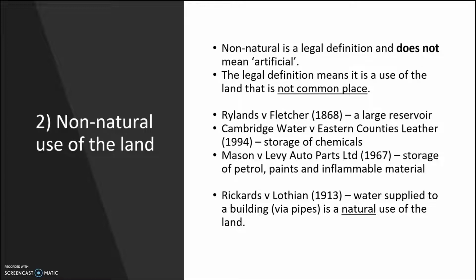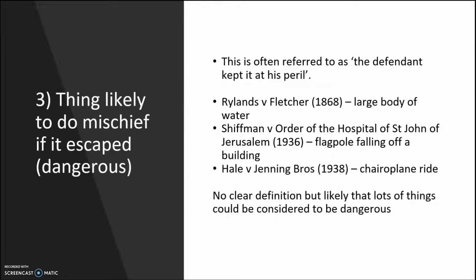They all have pipes, and that's the weird thing, because actually that is clearly an artificial use of the land. Pumping water vertically up pipes against gravity is clearly artificial, so you would think, oh, it's a non-natural use of the land clearly then on that basis, but remember, that's not the definition. The definition is that it's not commonplace, and actually water pipes up buildings are very commonplace, so they said that doesn't meet the test here, so that wouldn't be a case of Rylands v Fletcher.